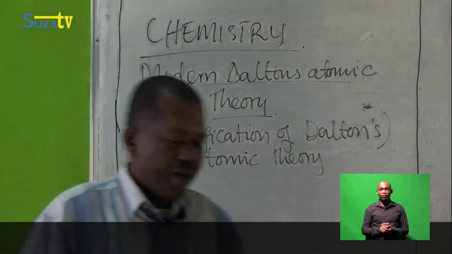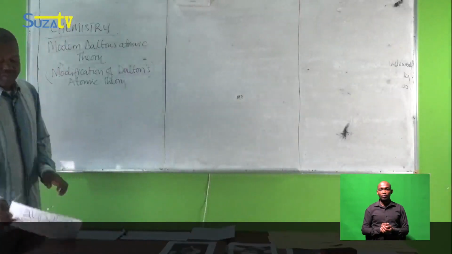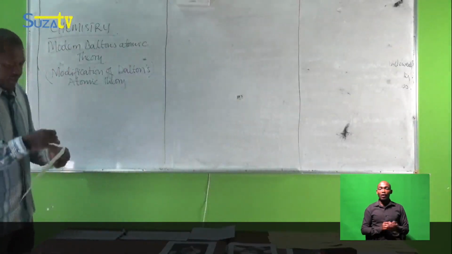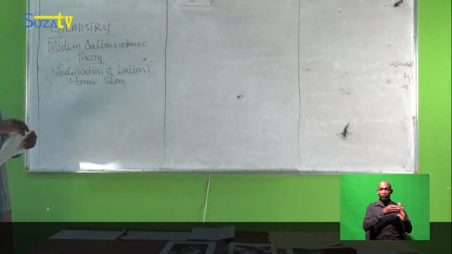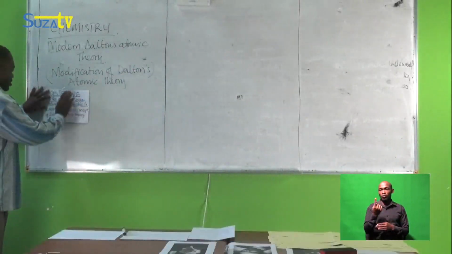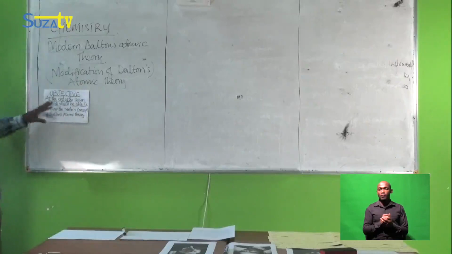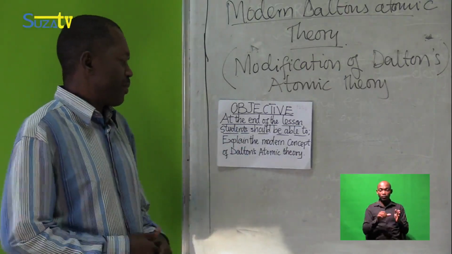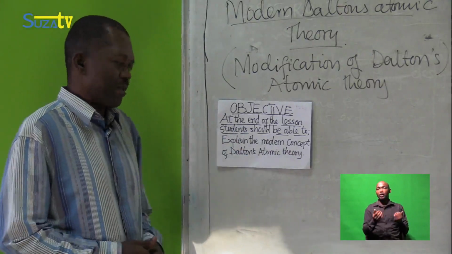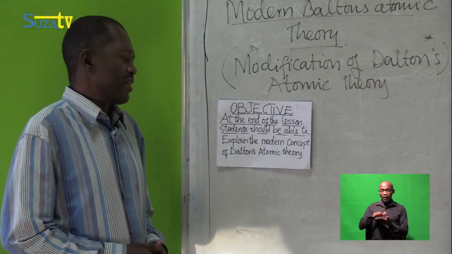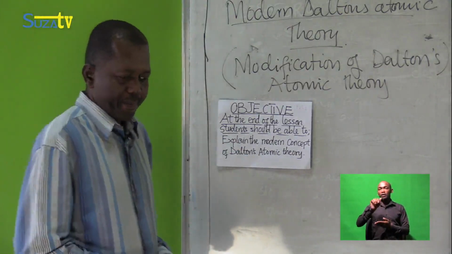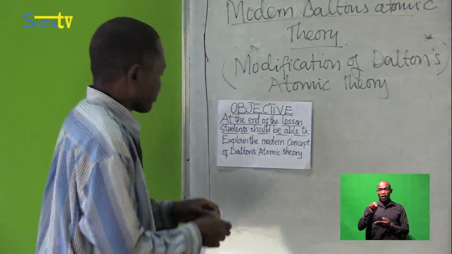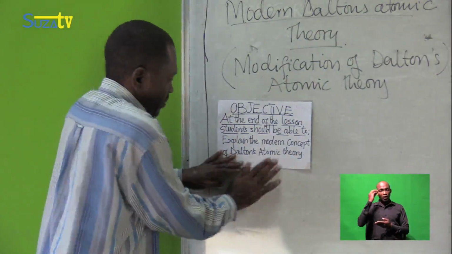So our objectives today, we have only one very important objective, which is that at the end of the lesson, students should be able to explain the modern concept of Dalton atomic theory. So that is our objective today.